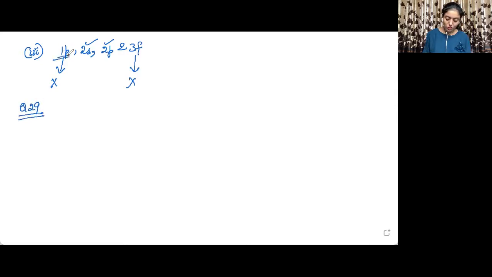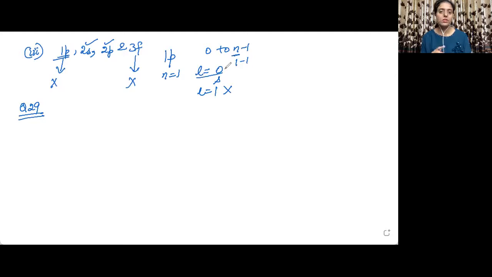Now, why this is not possible, if you want to know, I can explain it for one. For 1p, n is equal to 1. So L can be equal to only 0, and for L equal to 0, only the s orbital is there. Here L equal to 1 is not possible because values for L are 0 to n minus 1. Here n is 1, so 1 minus 1 is equal to 0. So L can have only one value here, and 1p will not exist.